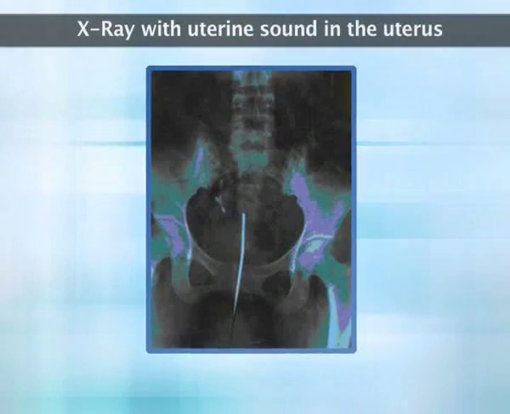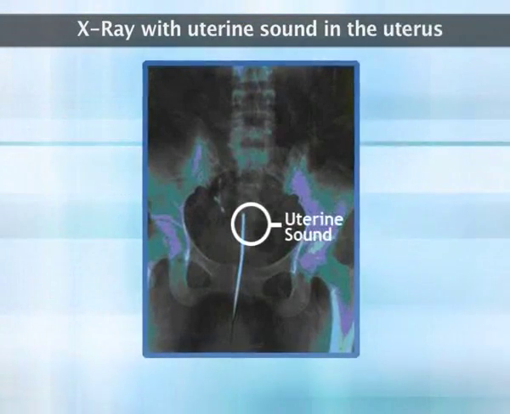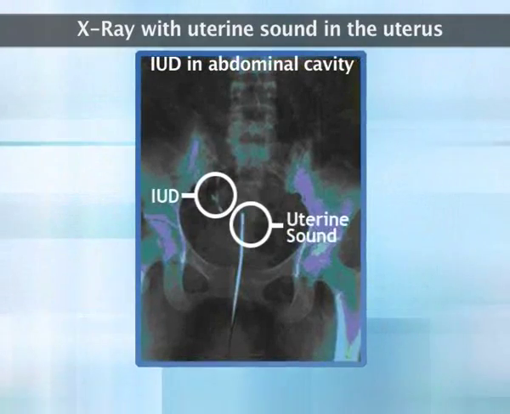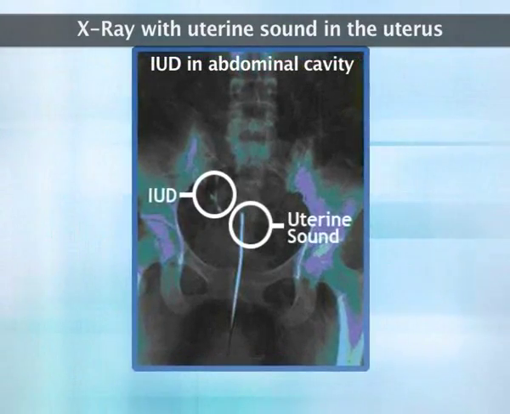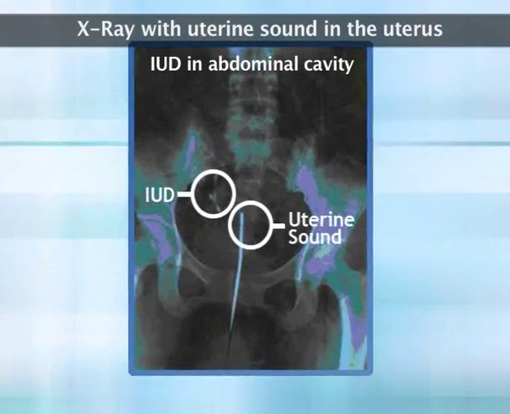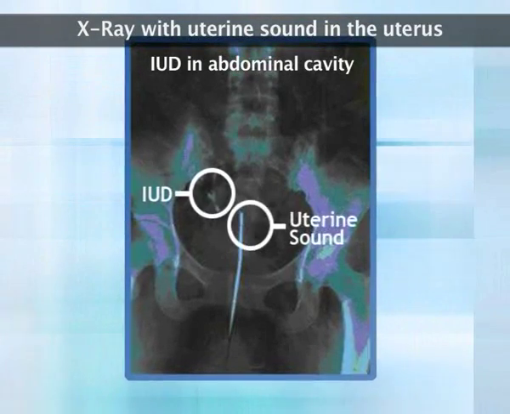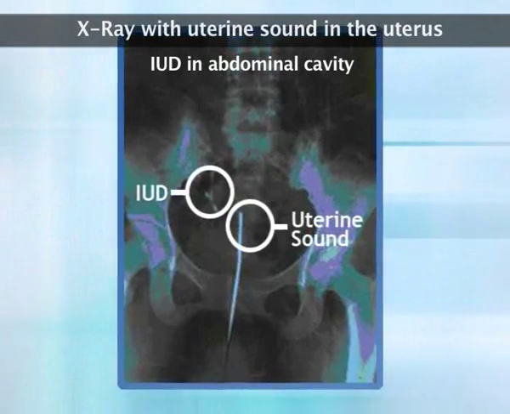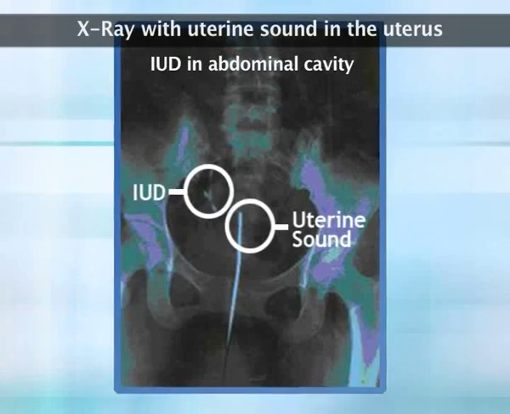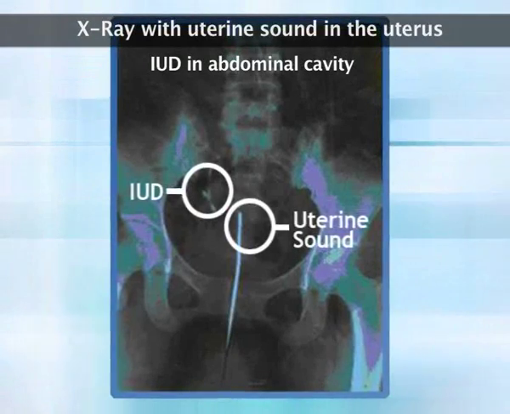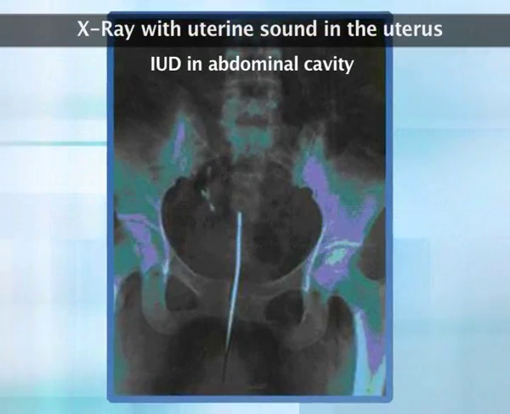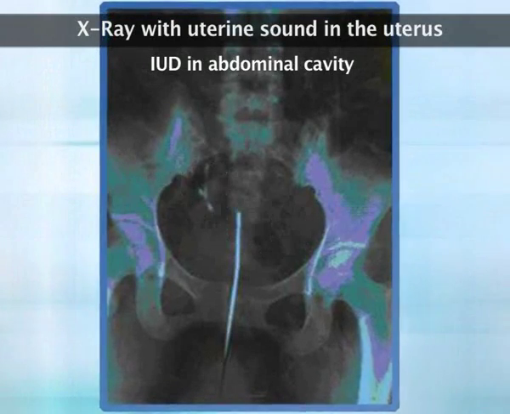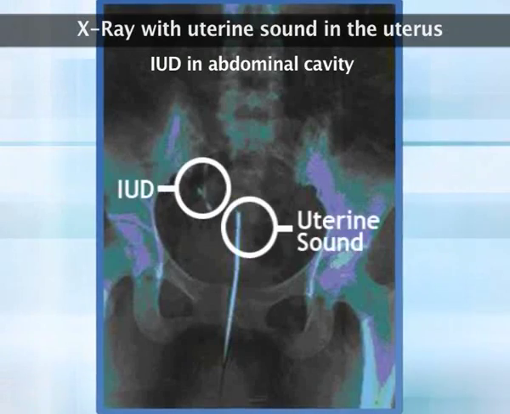In this X-ray, we can see that the uterine sound is in the uterus and the IUD is lying away from the uterine sound at a distance. This clearly indicates that the IUD is not in the uterus but lying outside the uterine cavity, and it is a case of perforation. In cases where there is doubt in the X-ray or ultrasound whether the IUD is extrauterine or intrauterine, it is recommended to take the help of the uterine sound.